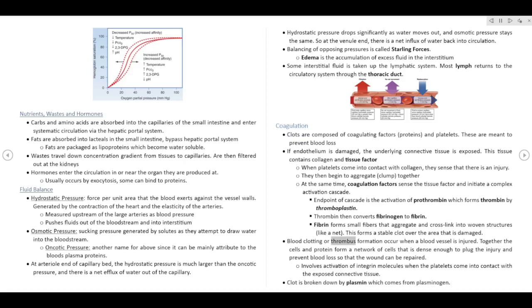Blood clotting, or thrombus formation, occurs when a blood vessel is injured. Together, the cells and protein form a network of cells that is dense enough to plug the injury and prevent blood loss so that the wound can be repaired. Involves activation of integrin molecules when the platelets come into contact with the exposed connective tissue. The clot is broken down by plasmin, which comes from plasminogen.